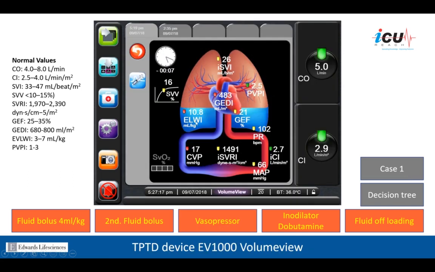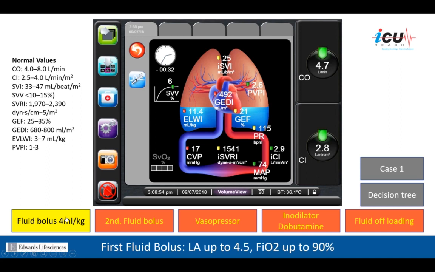Well, I kept saying that this patient is having decreased preload and he would benefit from fluid. However, my only concern would be that his extravascular lung water is above 10. So let's see what happens if we give this patient a fluid bolus of 4 ml per kg. Well, we improved his preload.